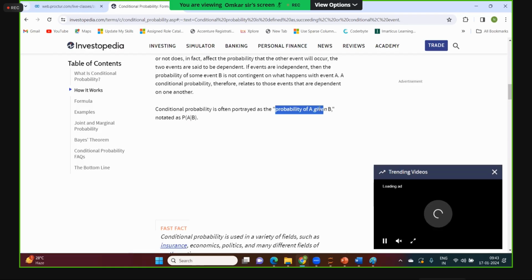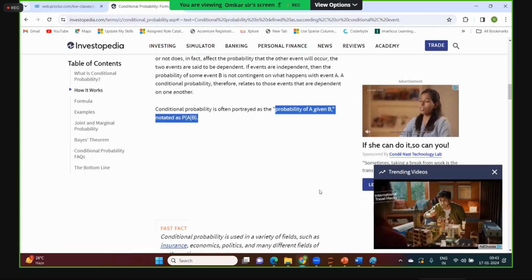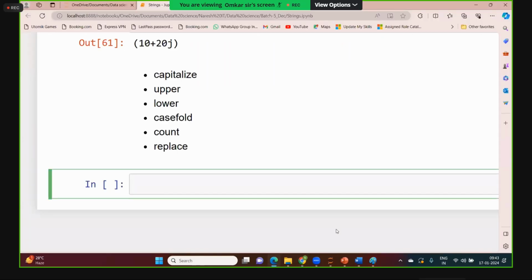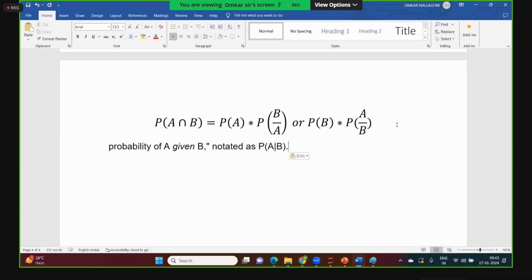Probability of A given B is a very, very famous statement. So what is the meaning now? Probability of A given B means what? Which will come first? B comes first or A comes first? B comes first, right, Shankar?